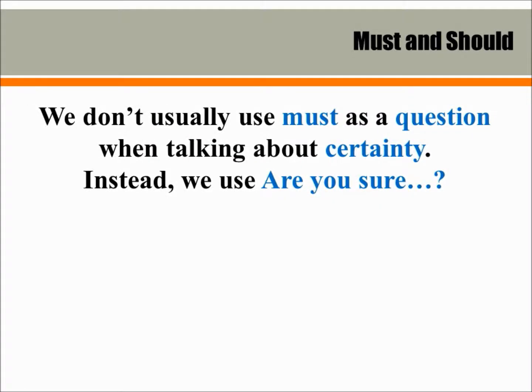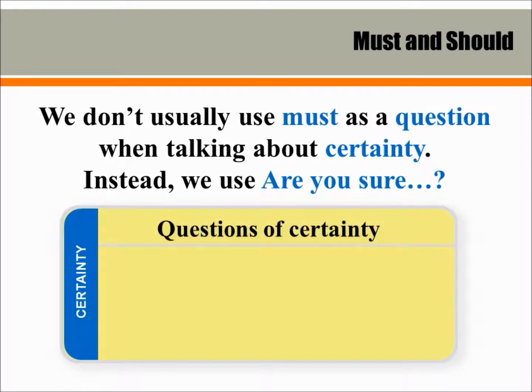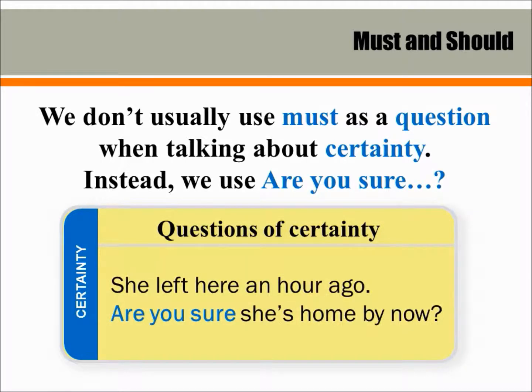We don't usually use must as a question when talking about certainty. Instead, we use, "Are you sure?" She left here an hour ago. Are you sure she's home by now?